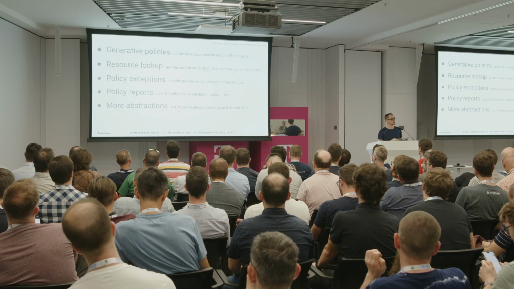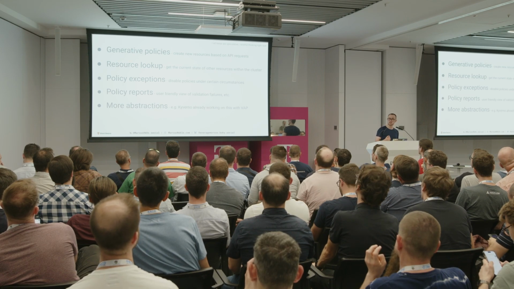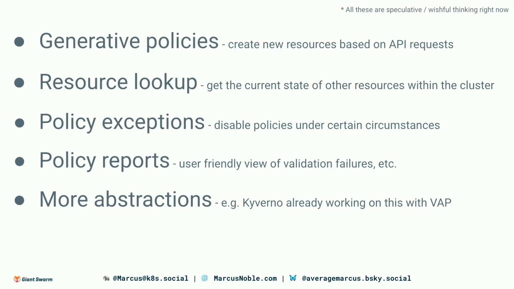So one thing that's not currently possible is generative policies. So being able to create new resources based on API calls. I imagine this is going to come at some point once the mutation admission policies are more stable and have graduated to GA. As of right now, there is no way to create new things other than using a webhook for these requests.